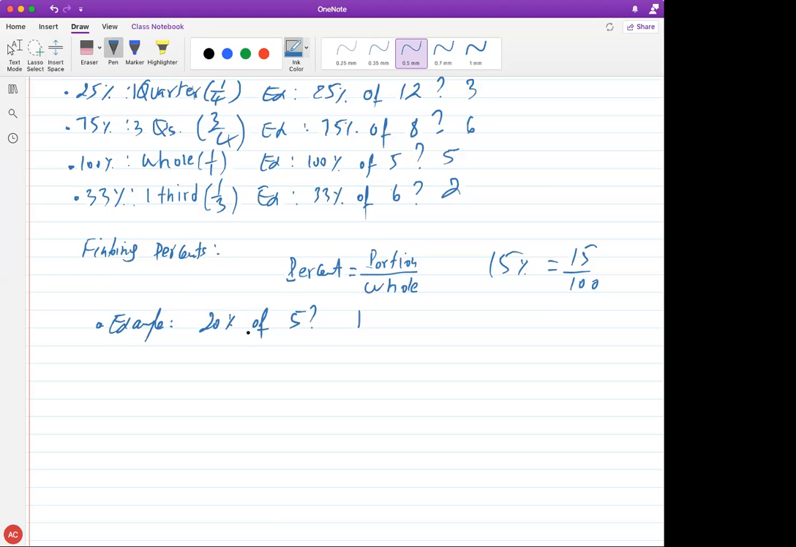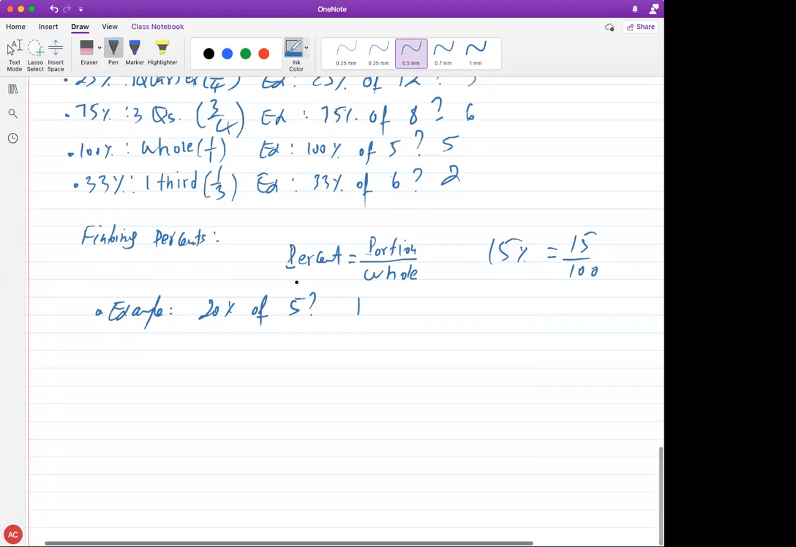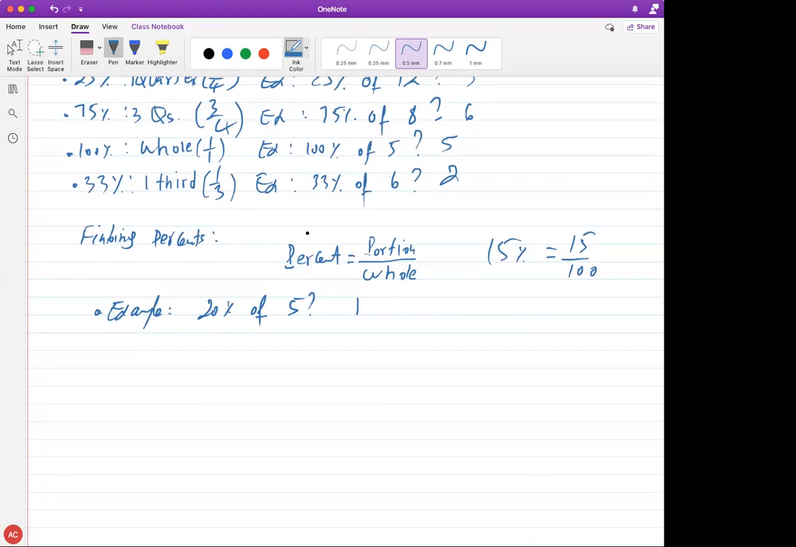Again, if you can do the math quickly, that's great. Let's say we don't know that it's 1. Let's actually use the formula to figure it out. So we're going to base it on this. What you do is you take your percent, you turn it into a fraction. I mean, actually 20%, not 15. Whatever percent it is, turn it into a fraction.